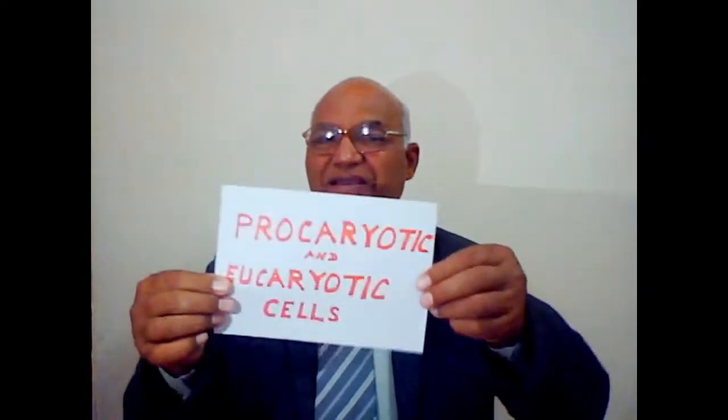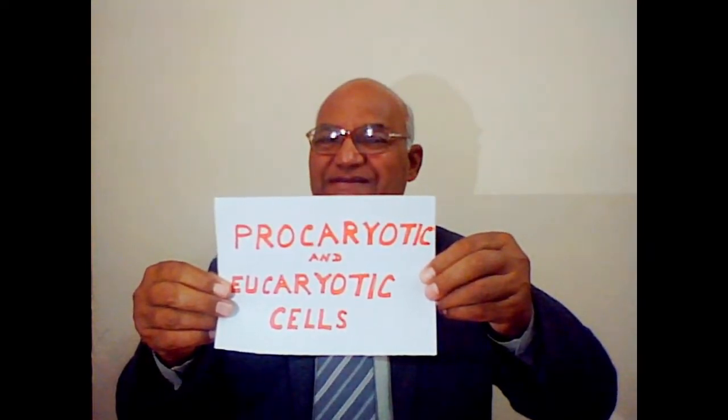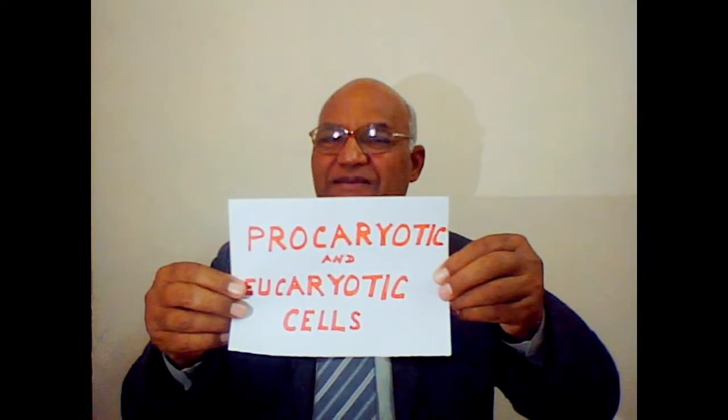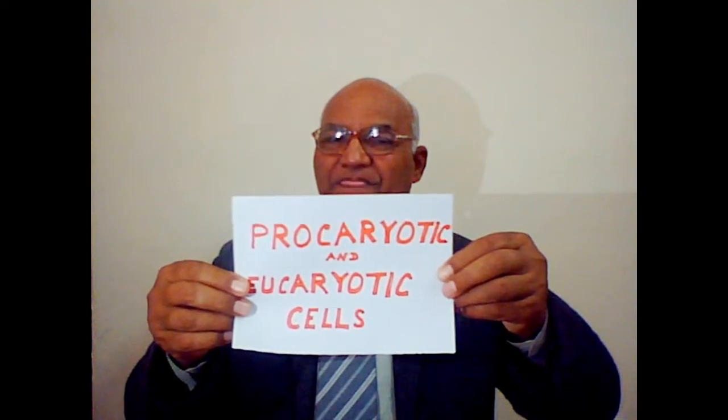My today's talk is on prokaryotic and eukaryotic cells. Pro means first, karyon means nucleus, that is the stage before the formation of eukaryotic cells, or the cells without a conspicuous nucleus or without a distinct nucleus. Eu means true, karyon means nucleus, that is cells with a true nucleus stands for the eukaryotic cells.